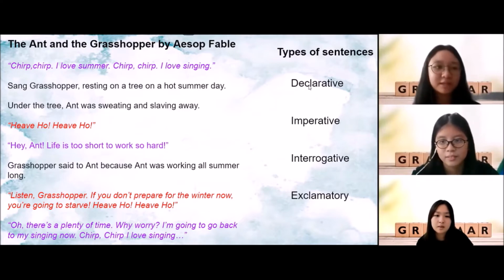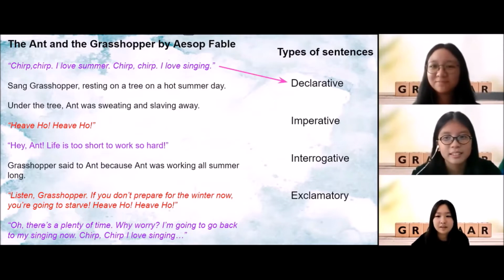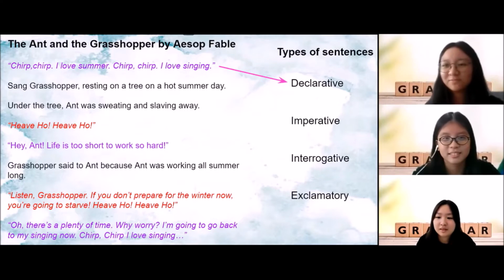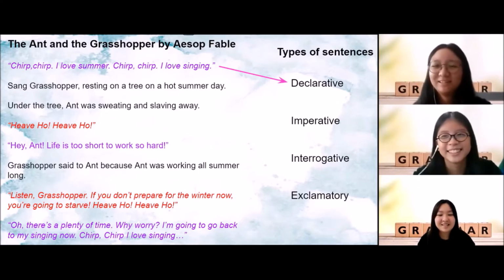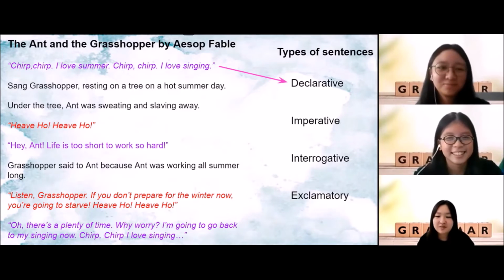So the first one is chirp, chirp, I love summer. Chirp, chirp, I love singing. And this is a declarative sentence. Are there any volunteers who want to try out this game? Let me choose. Okay, Miss Sue. I am going to look for you. Let me see if you pay attention.